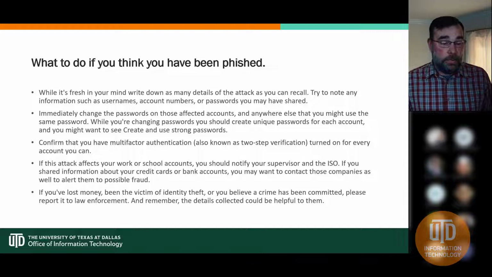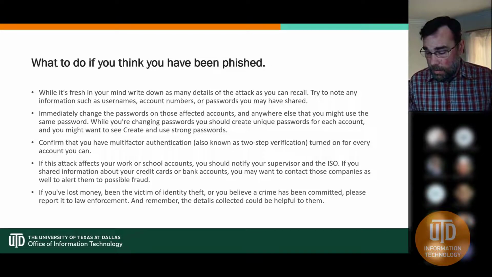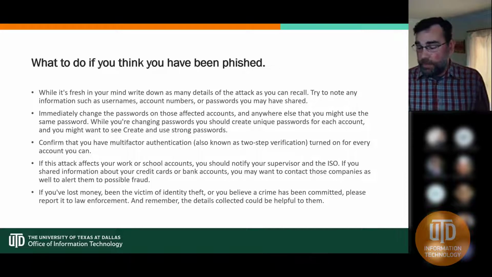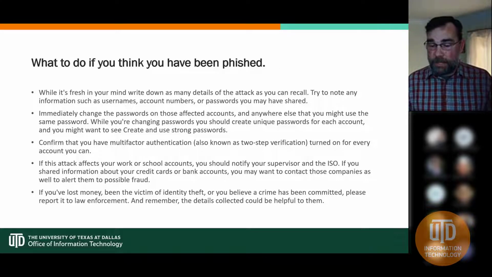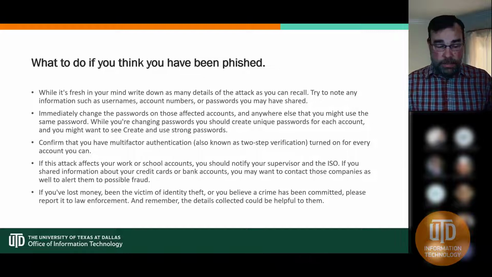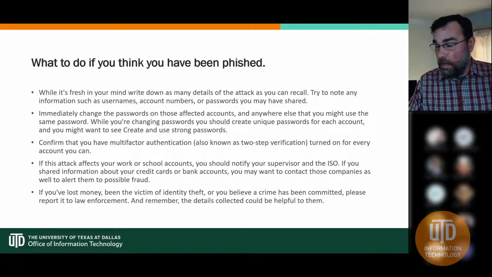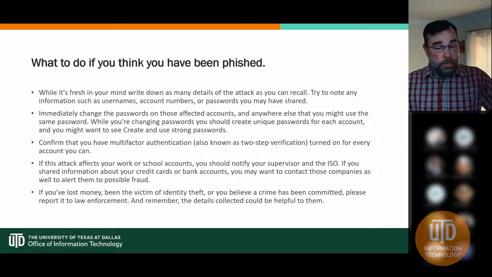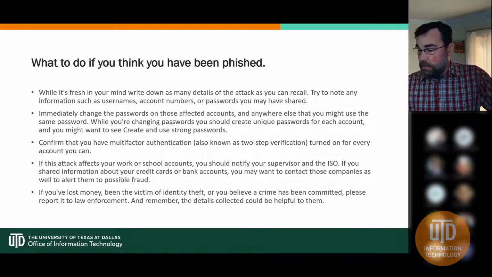Call the police. Again, the ISO can help with that depending on the nature of the breach and whether there's money stolen and things like that. We have some contacts too to be able to help with that. And then remembering that all the details that were collected could be very helpful to remediate any issues on that breach.